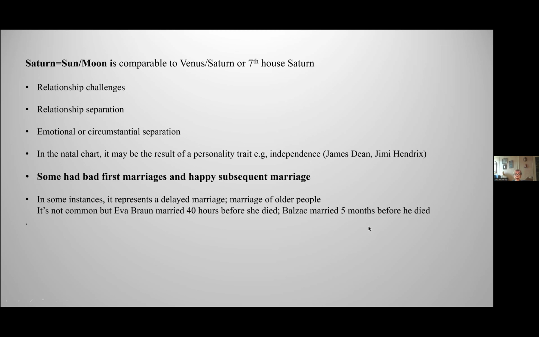Now, some people with Saturn equals Sun Moon had very bad first marriages and then happy subsequent marriage or marriages. And in some instances, this is not common, but it does happen, it's the marriage of older people. So Eva Braun married her husband 40 hours before she died, and Balzac married 5 months before he died.